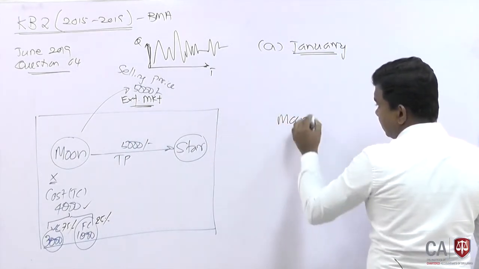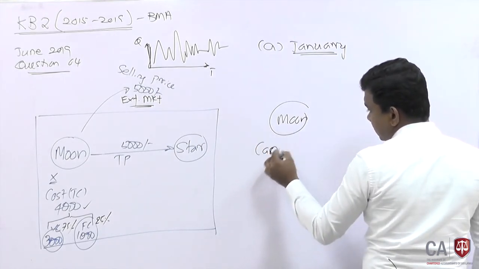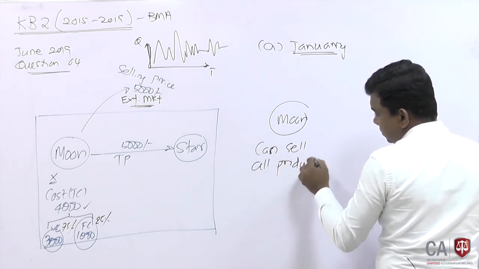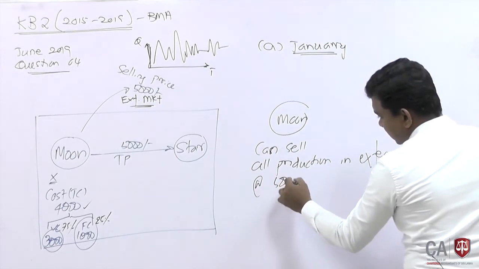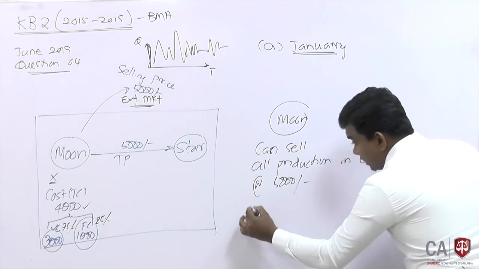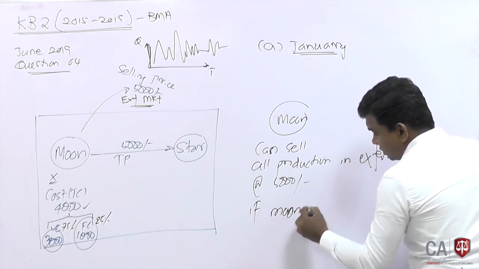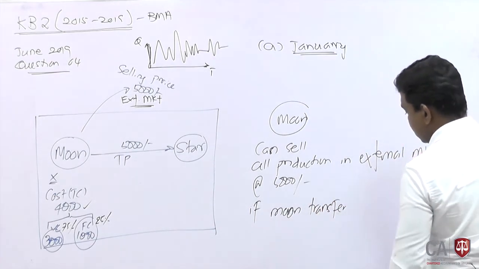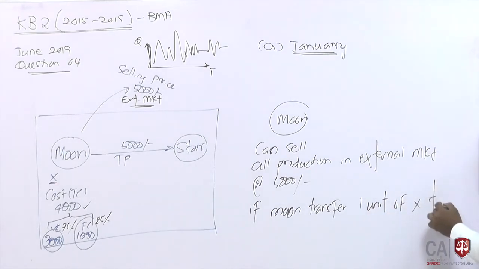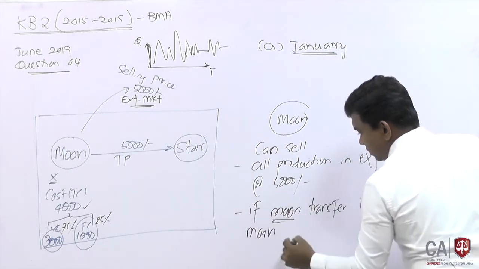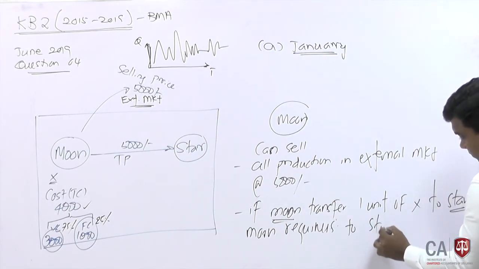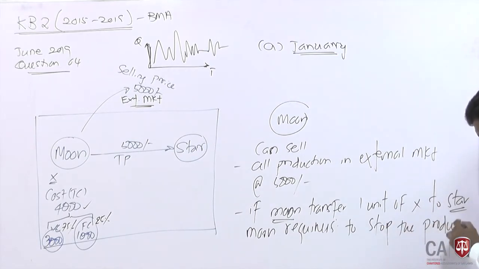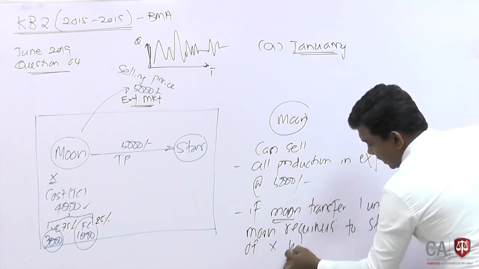Moon, see the diagram, Moon can sell all production in the external market at 5000 per unit. Then, if Moon transfers 1 unit of X to Star, Moon is required to stop the production of X by, say, 1 unit.